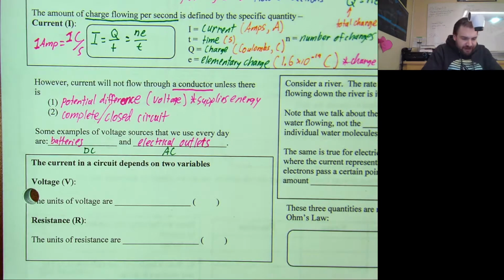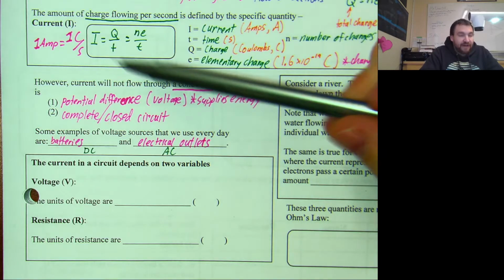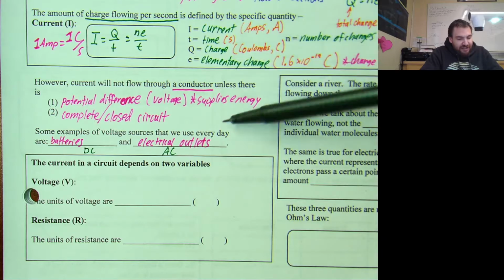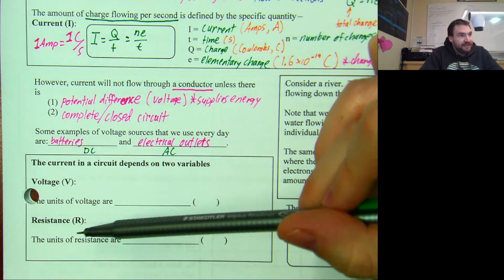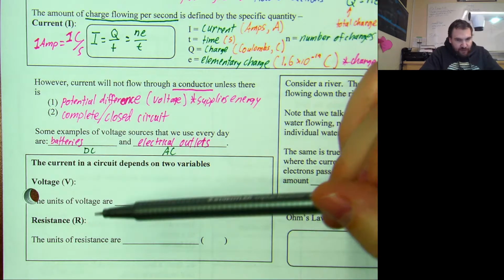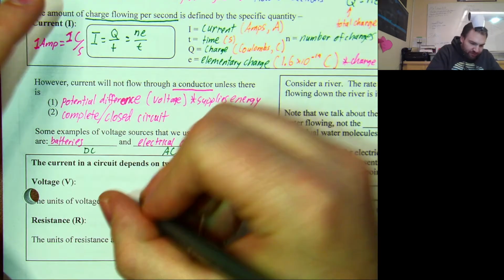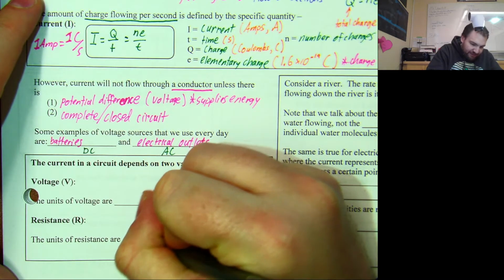So, the current in a circuit depends on two variables. We've got I here, which depends on two things. It depends on the voltage, the amount of energy supplied, and it depends on the resistance. Resistance is what? Resistance is measured in ohms, cool. But what does it mean for things to be resistant?